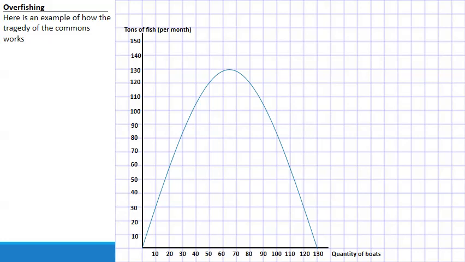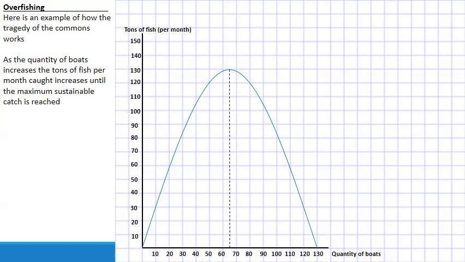So when we look at the tons of fish and the quantity of boats, as you increase the number of boats, notice that you increase the tons of fish caught. Of course, eventually you're going to reach a peak at around 65 or so, where at 65 boats, they're catching essentially 130 tons of fish per month. Now, when they increase the number of boats past that number, they actually consume so fast that the fish aren't able to replicate, have more fish. In other words, then fishing goes down.